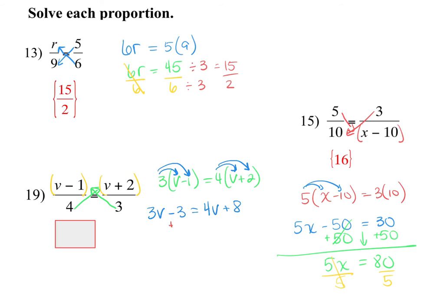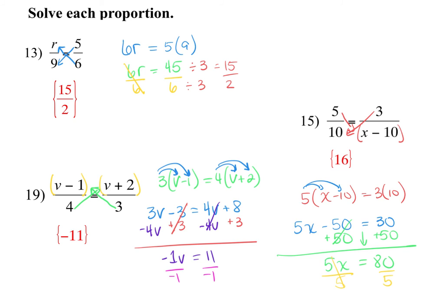Get my variables to one side, my numbers to the other. So we're going to get negative 1v equals 11. My last step here is to divide by that negative 1. And so your final answer here is going to be negative 11.